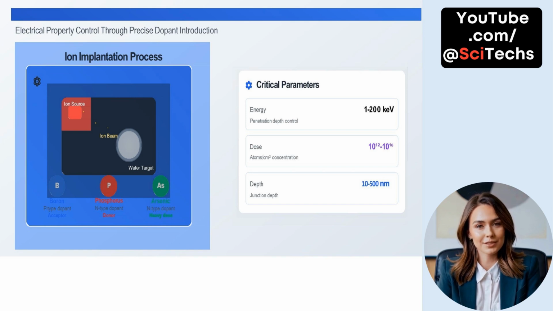Critical parameters in this process include energy, dose, and depth. The energy of the ions, ranging from 1 to 200 keV, determines how deeply the ions penetrate the substrate. Dose, measured in atoms per square centimeter, typically ranges from 10^12 to 10^16 atoms/cm². Depth control, vital for junction formation, is tunable between 10 and 500 nanometers.